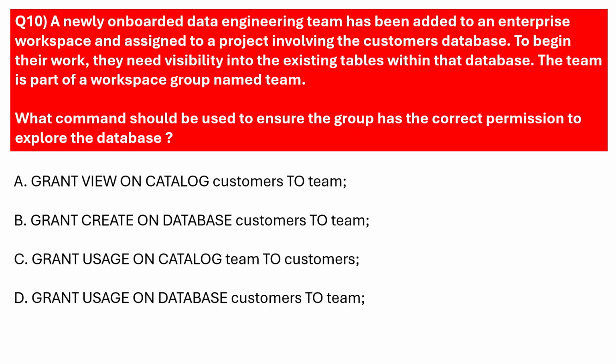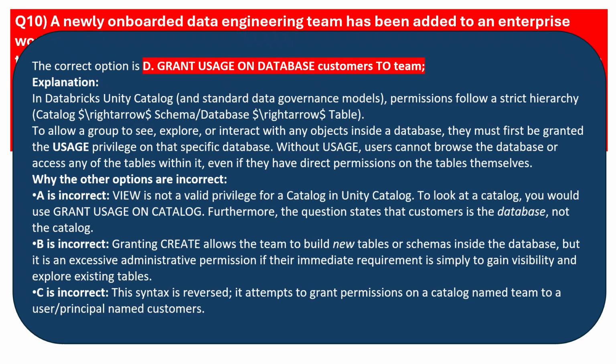A. Grant view on catalog customers TO team. B. Grant create on database customers TO team. C. Grant usage on catalog team TO customers. D. Grant usage on database customers TO team. The correct option is D. Grant usage on database customers TO team.